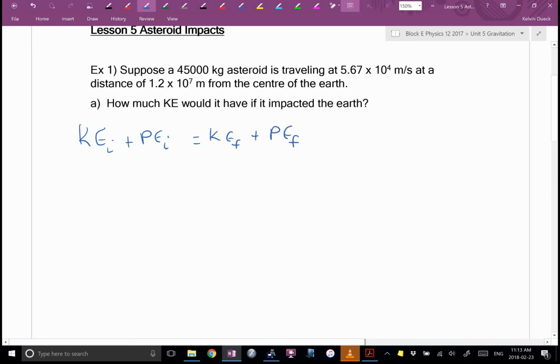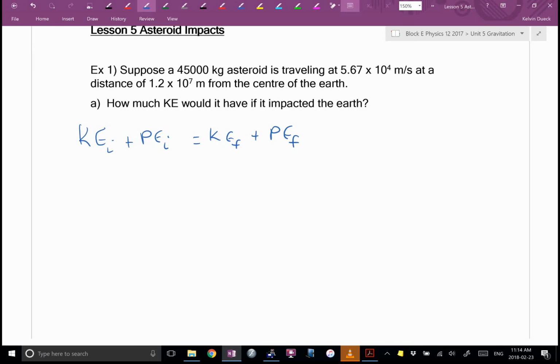Now, we traditionally, whenever we wrote out this equation, we would ask, are any of these zero? Are we ever at rest? No. Now, if I wanted to make this question a bit easier on your test, I might have the asteroid start at rest instead of starting at 5.67 times 10 to the 4th. But, okay. Is potential energy ever zero here? Where would it be zero if we were all the way out at? We're not here, so none of those are going to be zero.